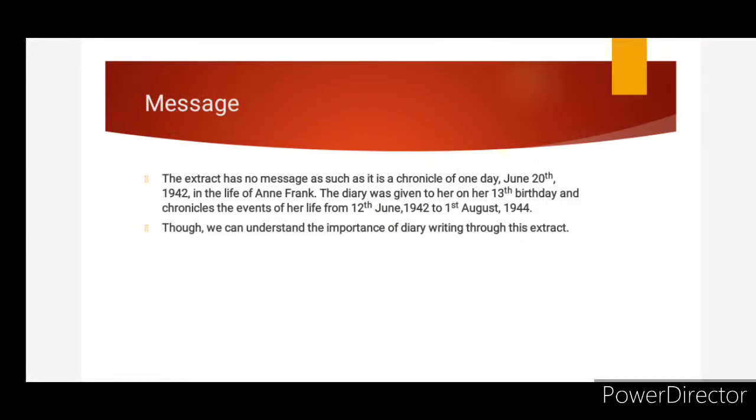If you look at the message, the extract has no message as such, as it is a chronicle of one day, June 20th, 1942, in the life of Anne Frank. The diary was given to her on her 13th birthday and chronicles the events of her life from 12th June 1942 to 1st August 1944. Though we can understand the importance of diary writing through this extract.